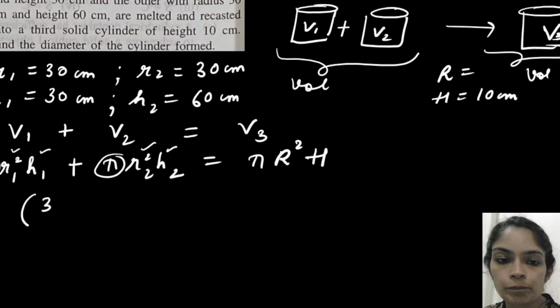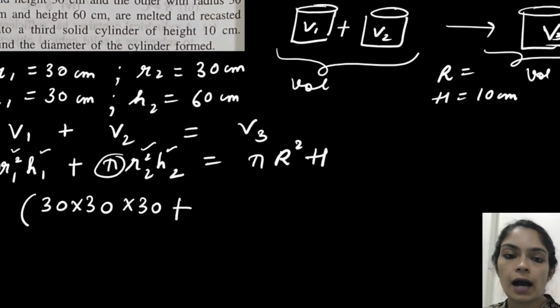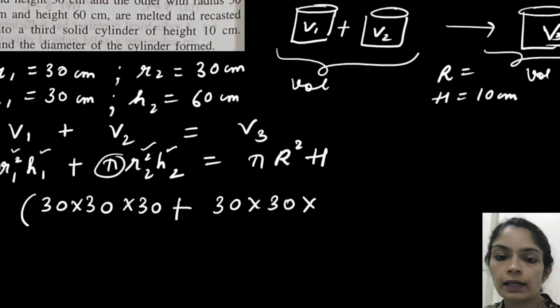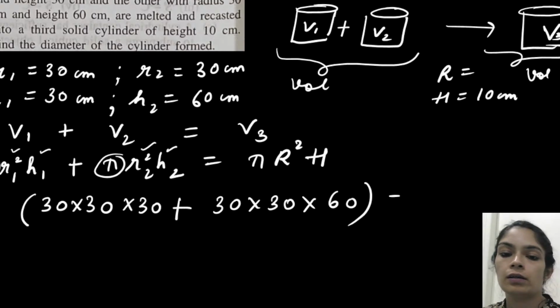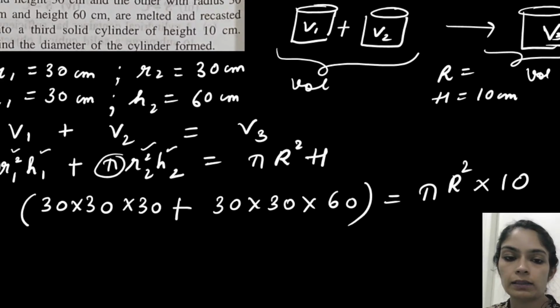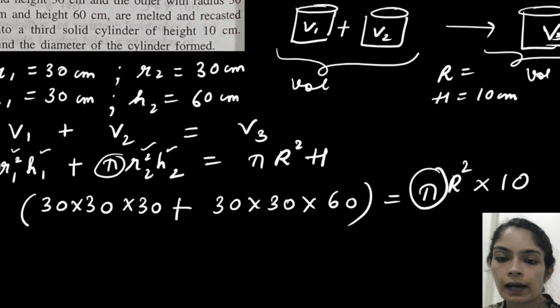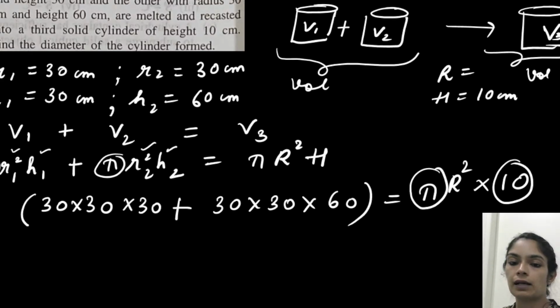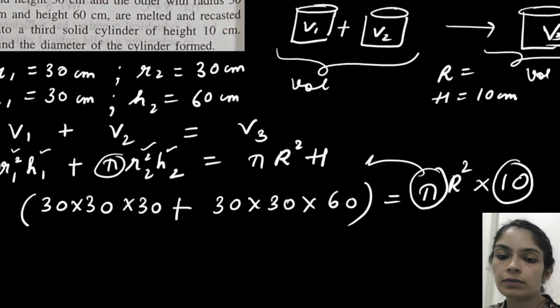R1's value is 30, so 30 into 30, because R square, into again 30, the height. Plus R2's value is again 30, so 30 into 30 into 60 equals pi capital R square, which we don't know, into height, which we know is 10. Now let's simplify this. We have to find capital R square, so let it stay on this side, and we will shift the other things to the other side.